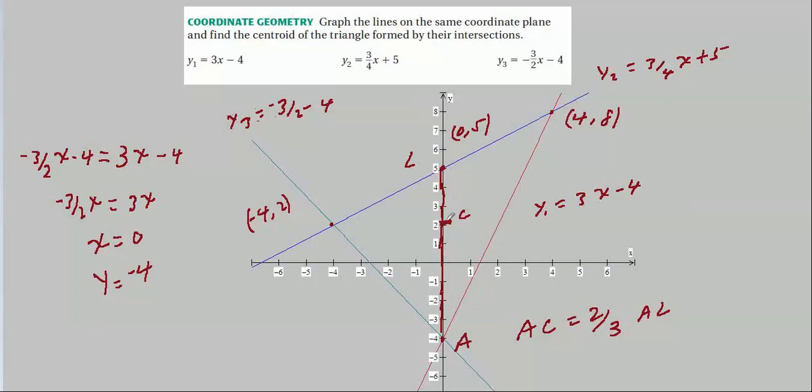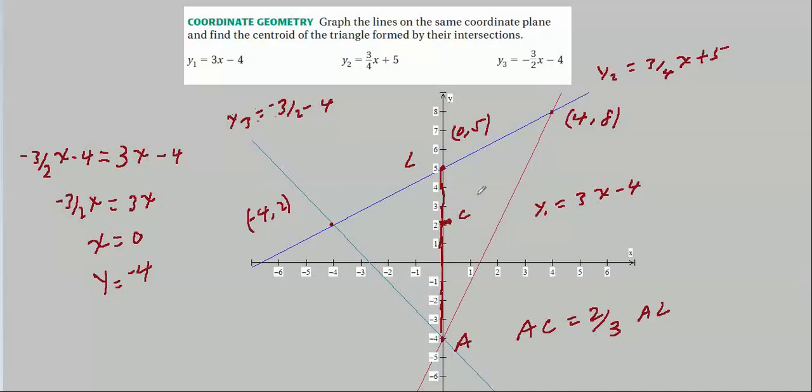If we drew in the other medians, we would find that they intersected here also. But thanks to our 2/3 rule, we really don't need to. This has to be the centroid. There's no way around it. This is the midpoint. This is the vertex. 2/3 of the way down this is where the other two would intersect. So we're actually done. It's not quite as bad as it looks.